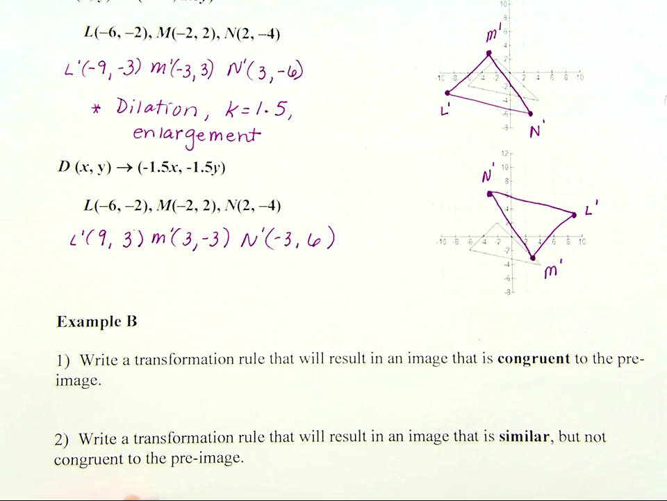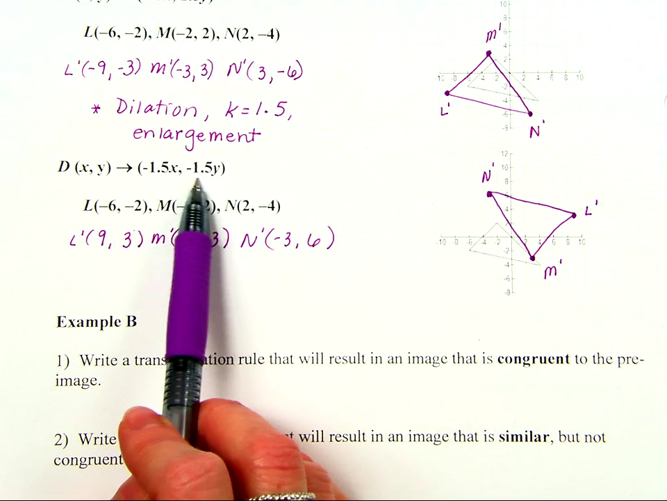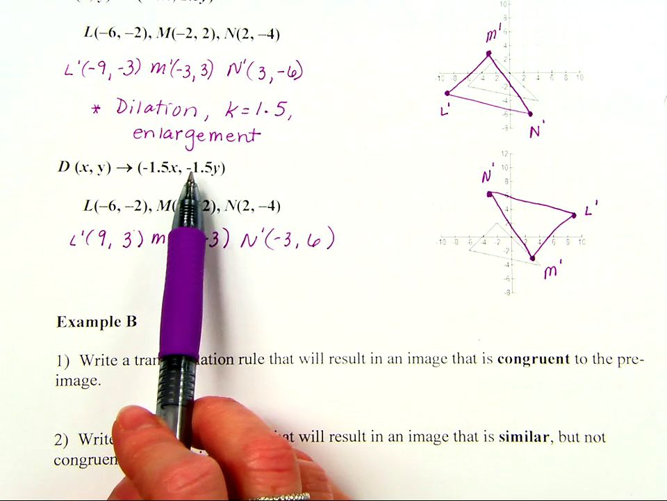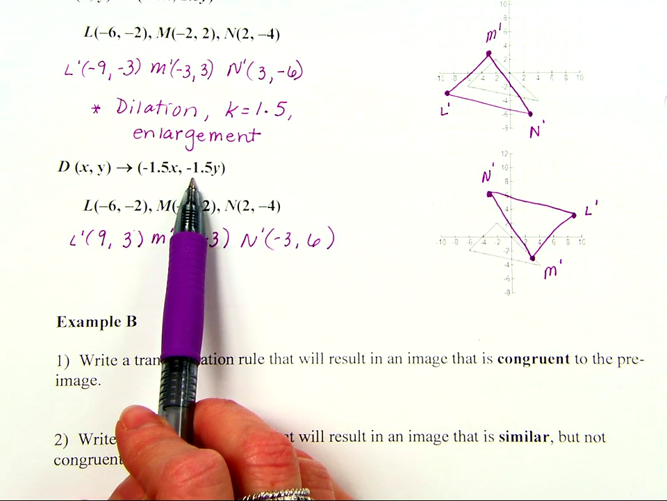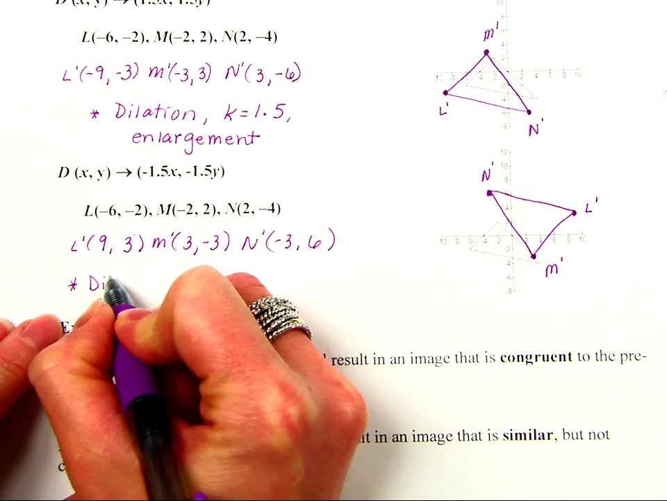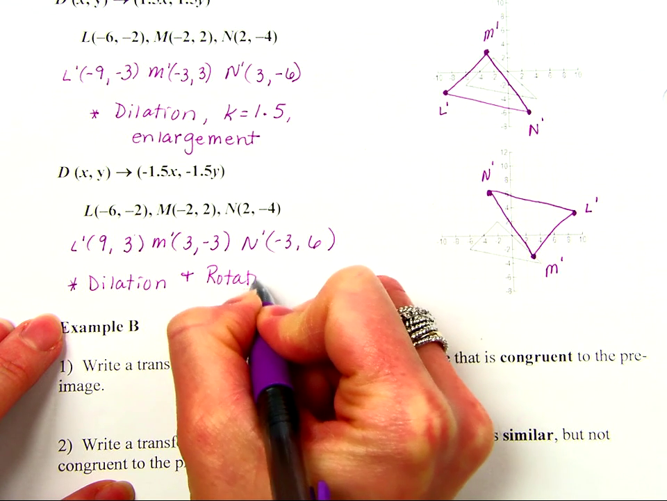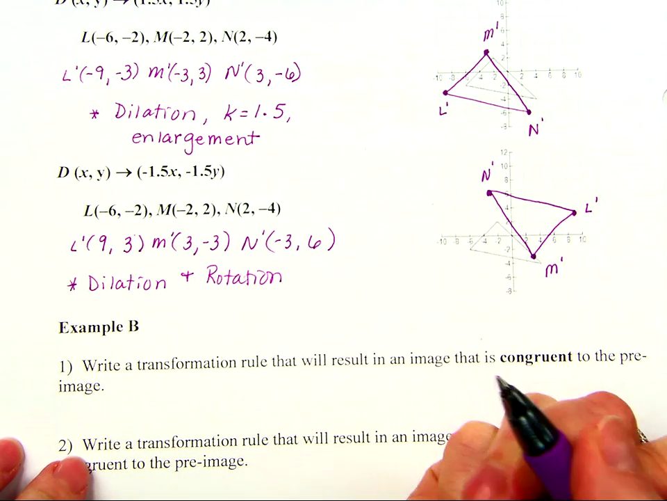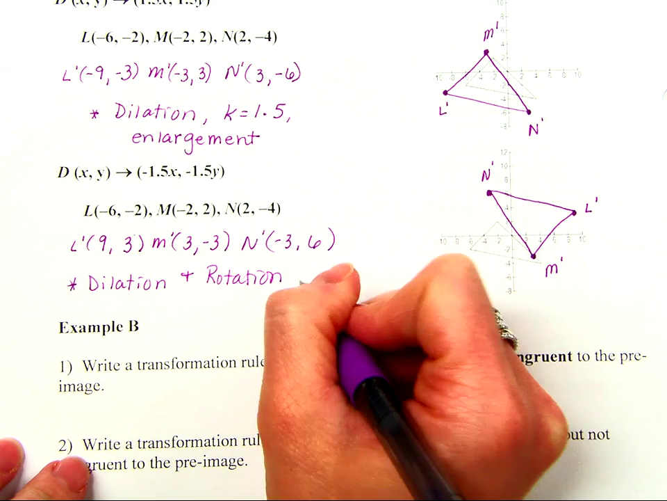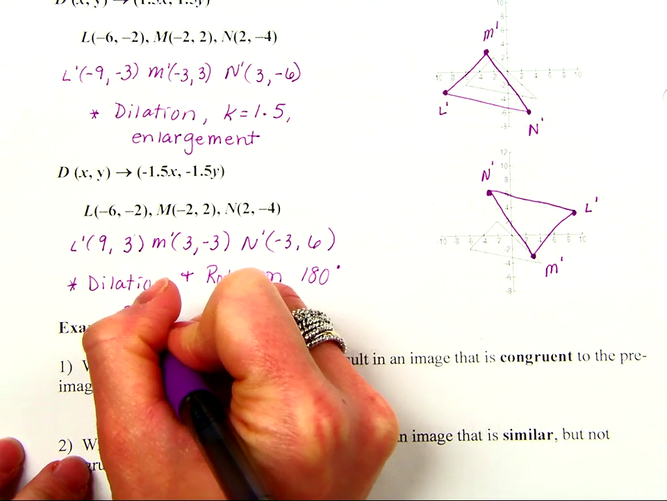So sometimes kids think because this is a number that's smaller than 0, they think that my triangle is going to get smaller. But the 1.5 causes it to enlarge. The negatives actually cause it to rotate. So what happens here? Well, actually, it's kind of like a compound. It's a dilation and it's a rotation. It's a rotation, I'm going to say of 180 degrees, but my dilation is an enlargement.